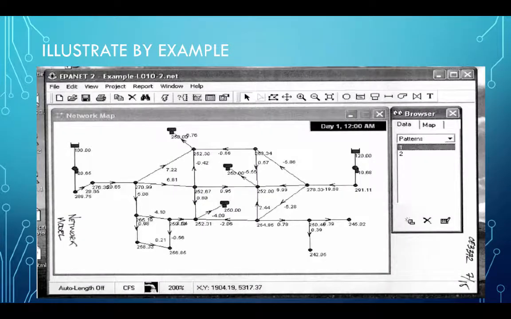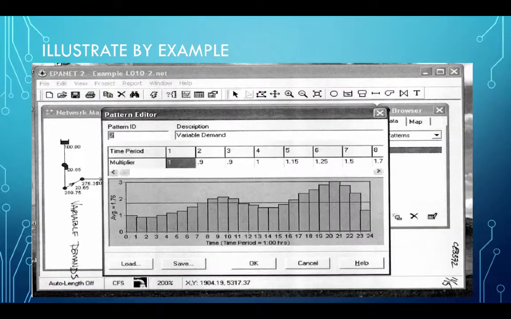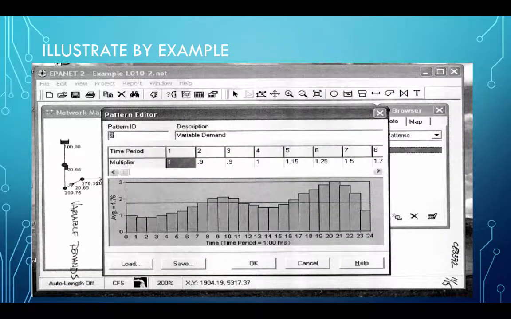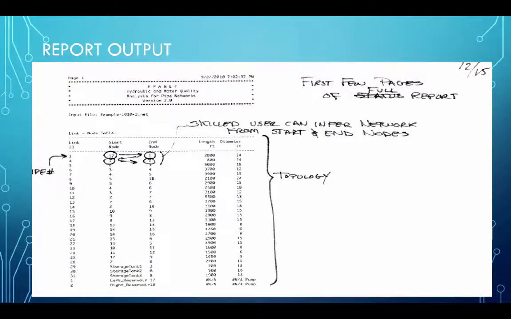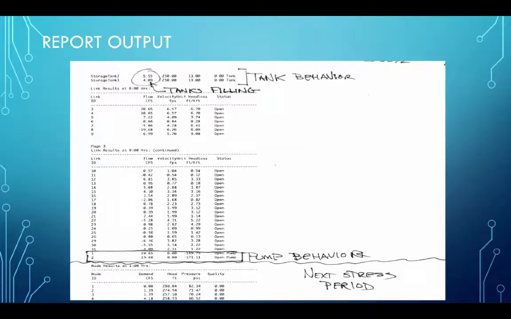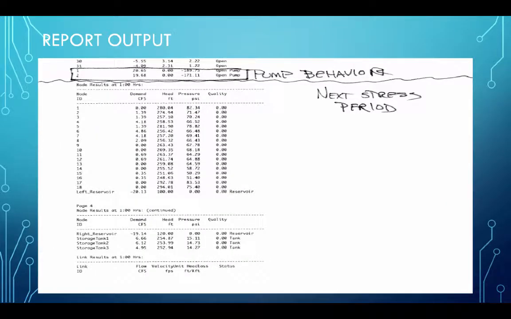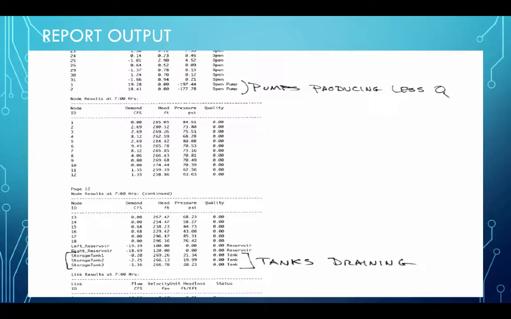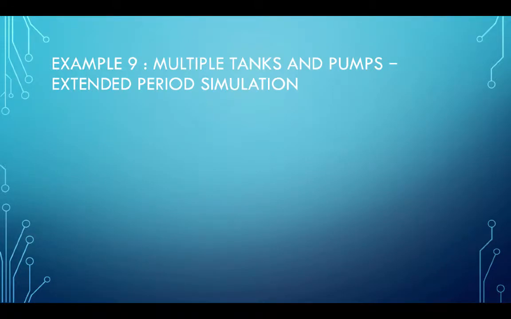Okay, so here's the same example done statically. Added the extra 10 feet variable demand, and here's the first few pages of a full output report. For multiple period simulations, the output report reports output for every stress period. So node results at hour 1, hour 2, and so forth. Here they are at 6, 7, and so forth. So we've actually just done this example. 8 and 9, we combined them.